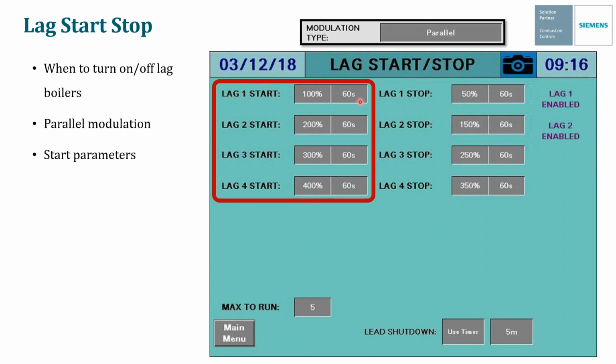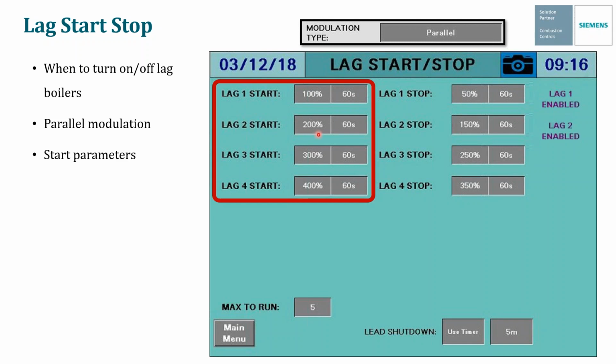In the first set of boxes here, we have the parameters for the lag 1 start. And this says that when the lead boiler is running at 100% firing rate for 60 seconds, then I'm going to turn on lag 1.